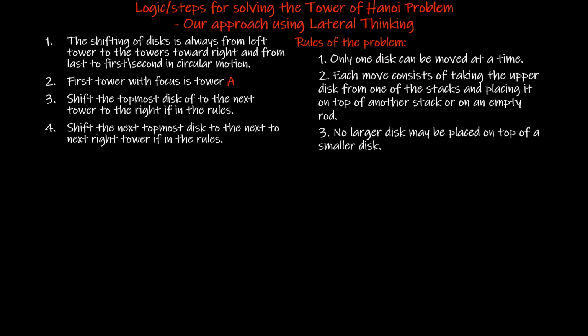And also we'll be shifting a disk from tower A to tower C, which is the tower next to the right of the B, if again within the rules. Then we'll shift the focus to tower B, and we'll repeat the steps 3 and 4, that is of shifting the disk from tower B to tower C and A if within the rules.